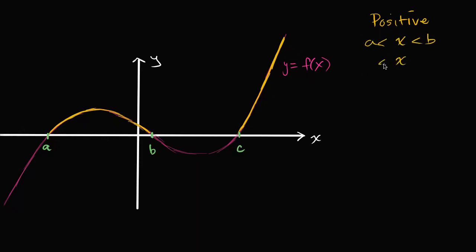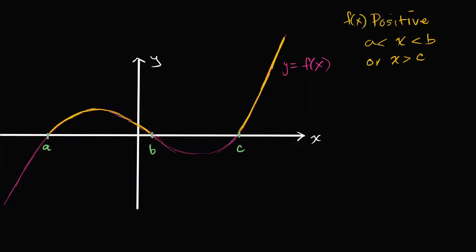We could write that c is less than x, or we could write that x is greater than c. These are the intervals when our function is positive. Let me write this. f of x is positive when x is in this interval or this interval or that interval.